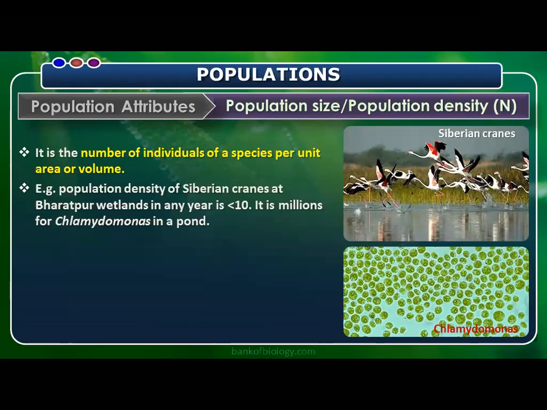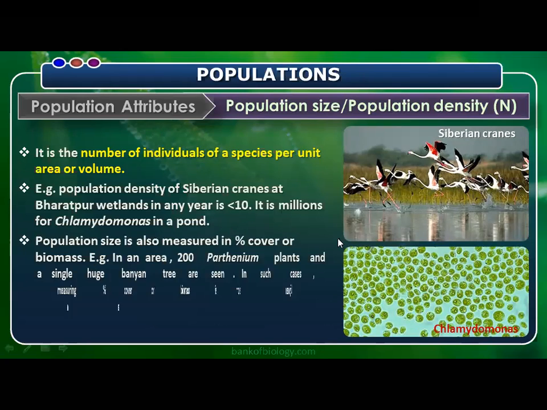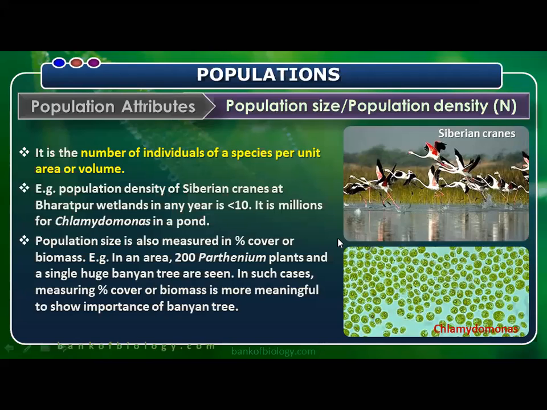Population density of Siberian cranes at Bharatpur wetlands in any year is less than 10. It is millions for Chlamydomonas in a pond. That too we have as examples. Population size is also measured in percent cover or biomass.